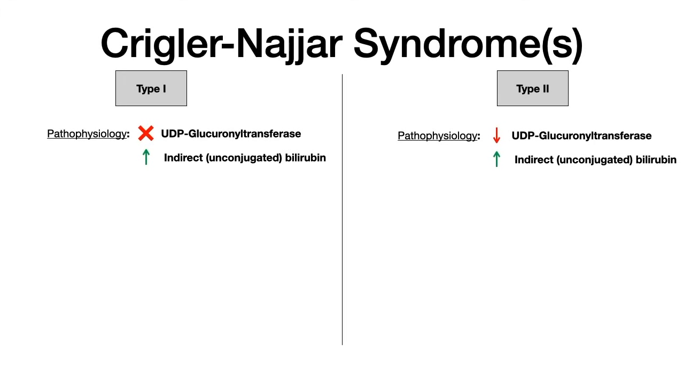Now, something that's really important to understand is that because you have massively increased levels of indirect bilirubin in type 1, these patients are prone to getting kernicterus, whereas patients who have type 2 Crigler-Najjar are not going to get kernicterus. And if you've never heard about kernicterus before, basically it's when all of this bilirubin accumulates in the bloodstream and that goes up to the brain and becomes neurotoxic.